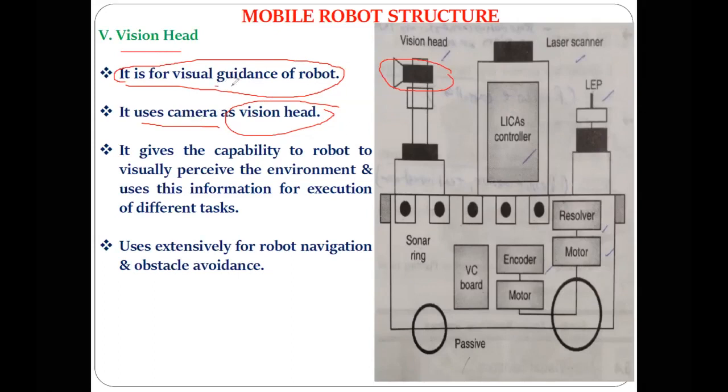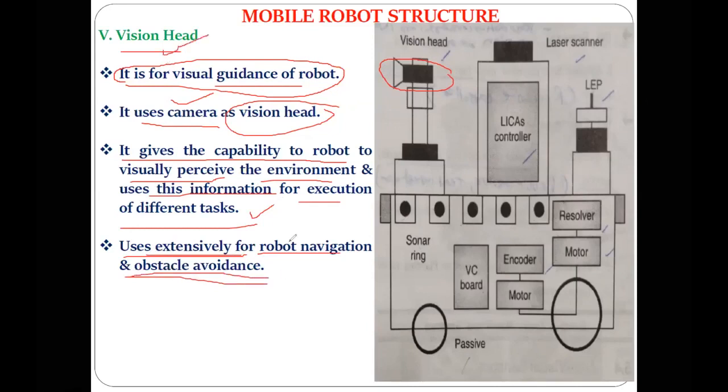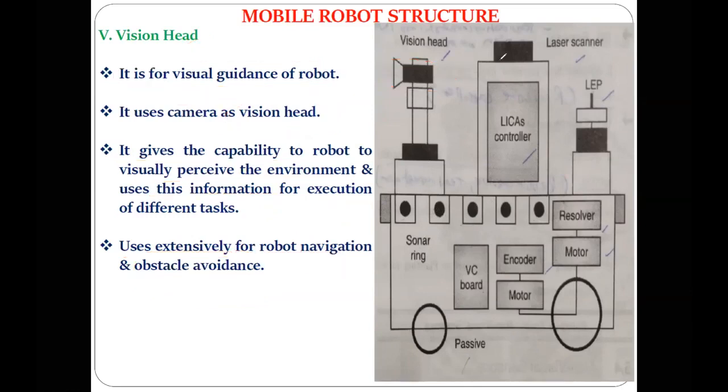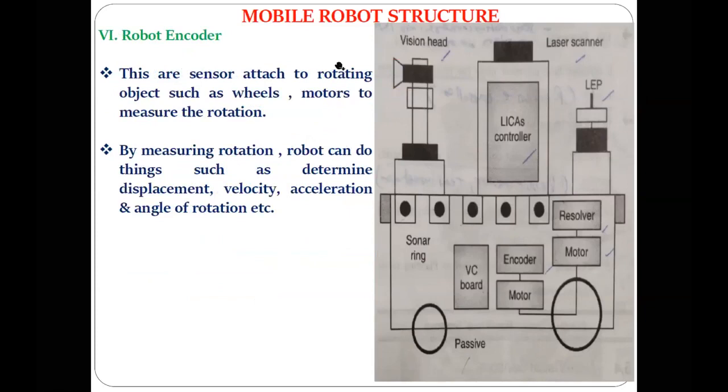So this is utilized for the visual guidance of the robot, and it uses the camera for that. It gives the robot the capability to visually perceive the environment and use this information for the execution of different kinds of tasks. Its utilization is mainly for robot navigation as well as for obstacle avoidance. So the vision head is important for navigation as well as obstacle avoidance. You can see this is also attached to the other components. So this is the vision head. Then next we have the robot encoder.